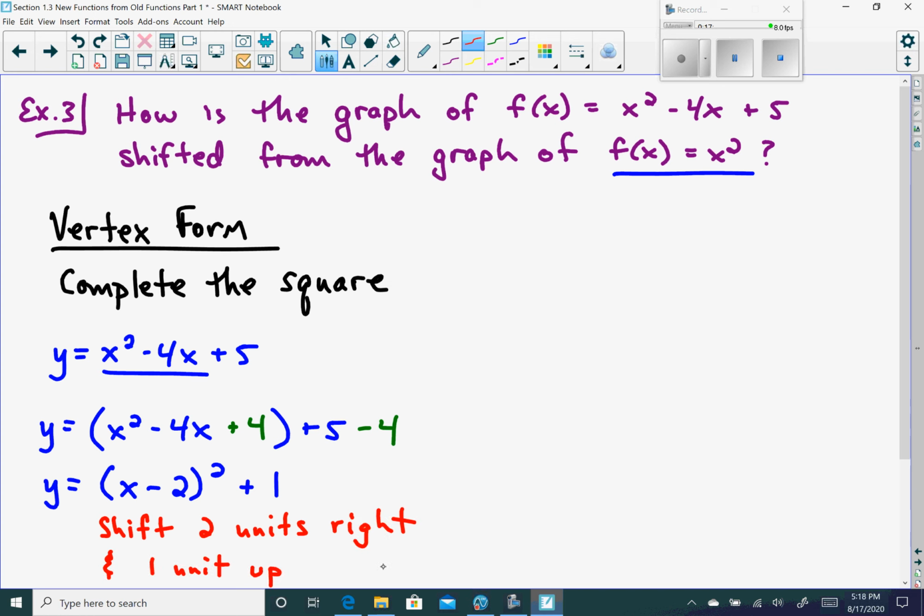Or the vertex is at positive 2, 1. We take the opposite of the inside number and then the same as the outside number. So my vertex is at 2, 1. Here's a different way to do this.